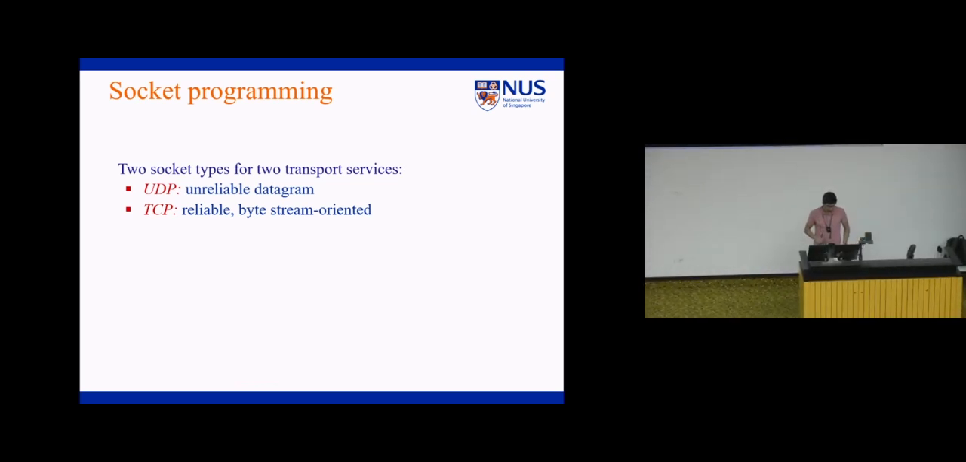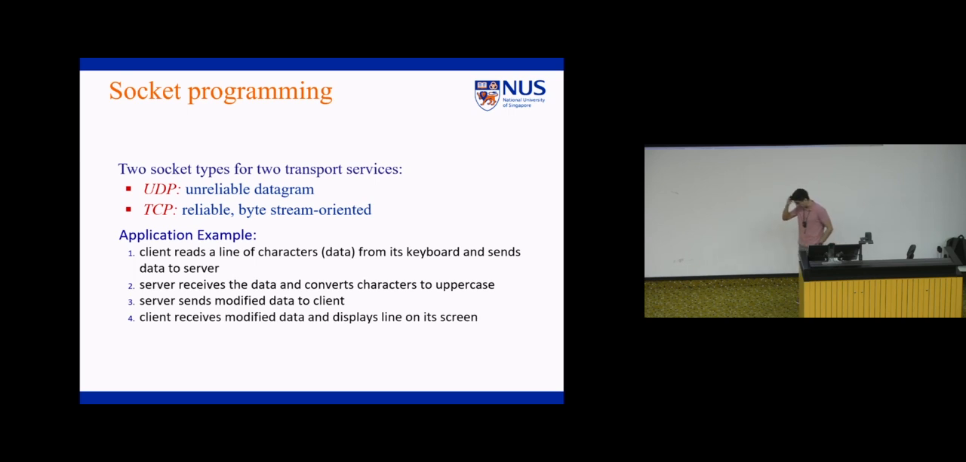So we'll be looking at both UDP and TCP sockets. As you learned in the transport layer, UDP is unreliable datagram, and TCP is reliable. We have flow control, we have congestion control, we have ordered delivery, and so on. And by looking at the socket programs, you'll also be able to understand why it is more connection-oriented.